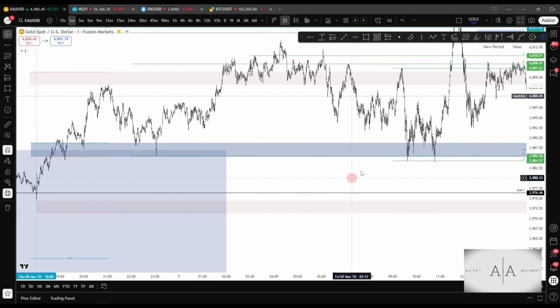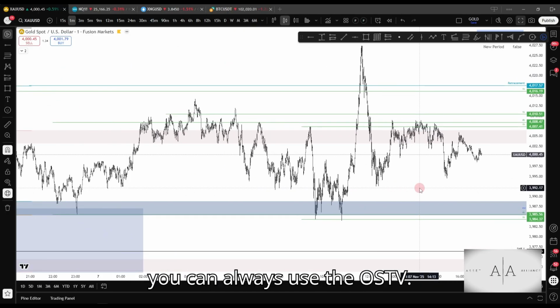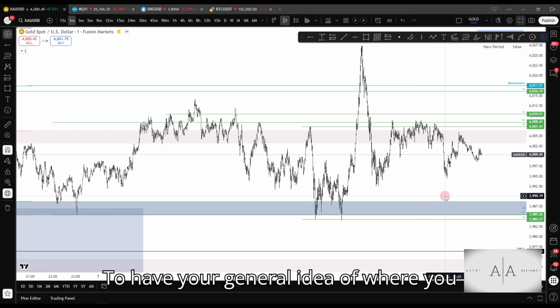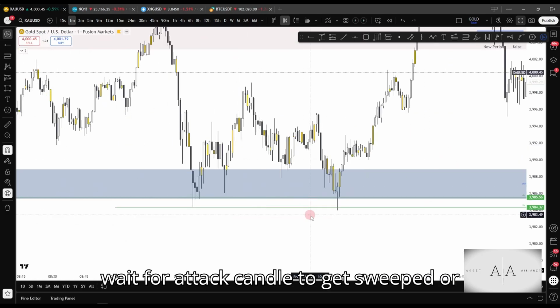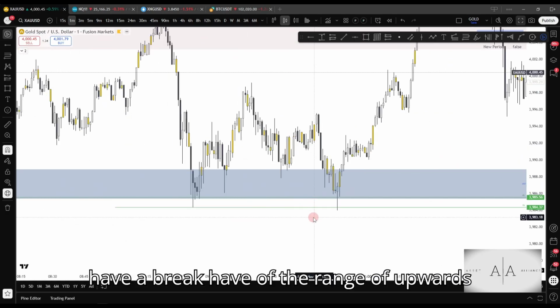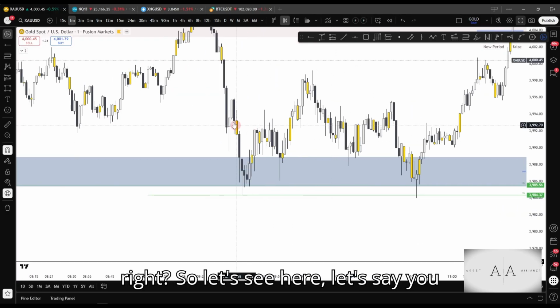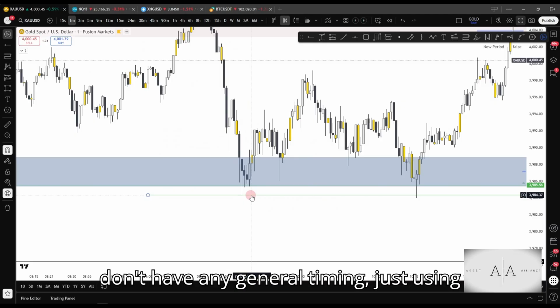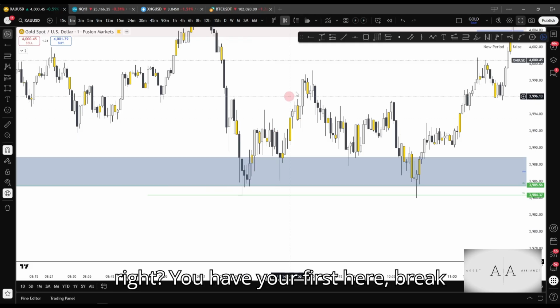Right there. So this is just an example, right? But you can always use the OSTDV to have your general idea of where you want to get your execution, and then just wait for a tack candle to get swept or have a breakout of the range upwards from a tack candle to get into a buy, right? So let's see here. Let's say you don't have any general timing, you're just using the OSTDV timing and the tacks, right?